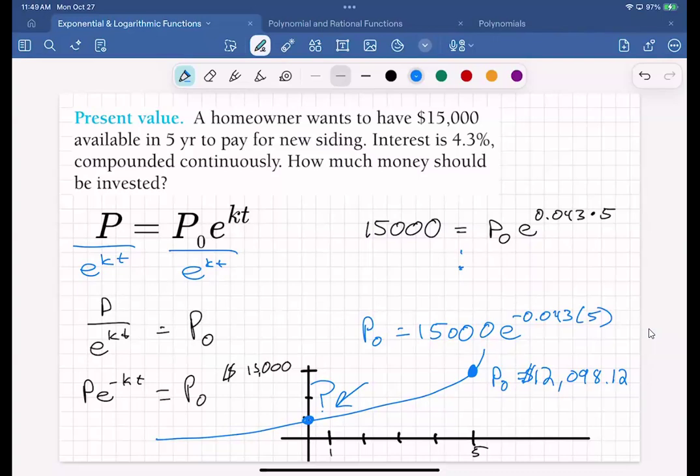$12,100. I know I have an investment account that's going to earn $4,300, and I'm going to have that money available to me in 5 years when I need it. With that said, if I put in this $12,098, sorry, $12,098.12, in 5 years' time, I know we'll have how much money growing at the 4.3%? $15,000. We can confidently say right now, if I invest $12,100, sorry, just to round it again, in 5 years, in this 4.3% compounded continuously, I will have $15,000 to pay for that siding. Okay.